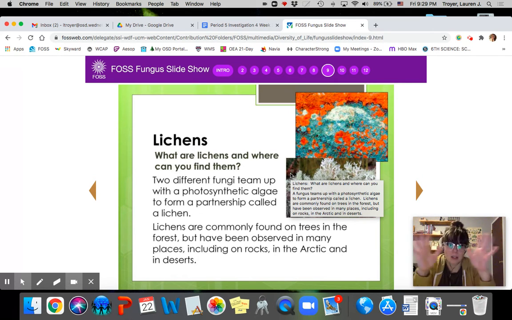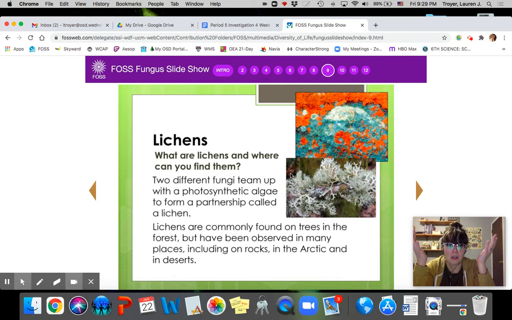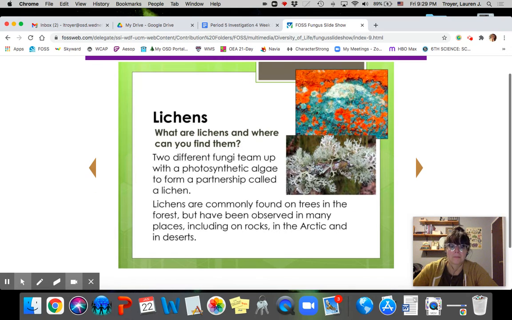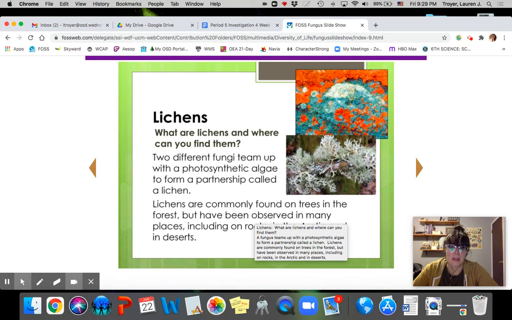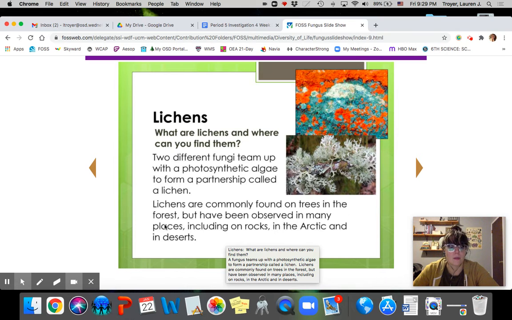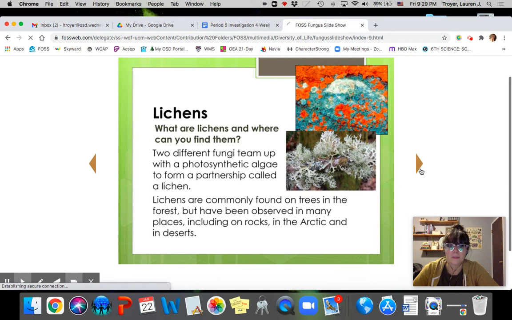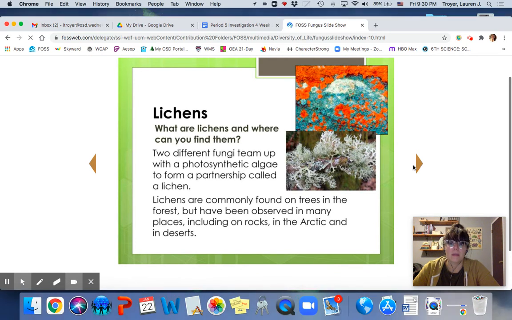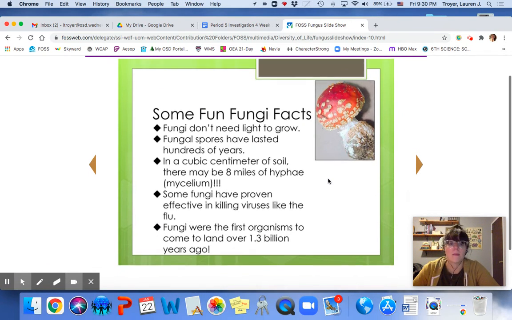The algae does photosynthesis, so give me that sunlight, yum, yum, yum, make sugars. The fungi will feed off of those sugars, and it will provide structure and habitat for that algae. And it will grow and grow. They're everywhere. Lichens are on trees and forests, rocks. They've even been observed in the Arctic and in deserts. Look for them here in Olympia. We have a lot of cool lichen here.